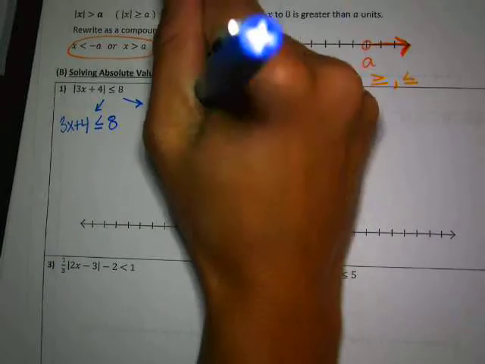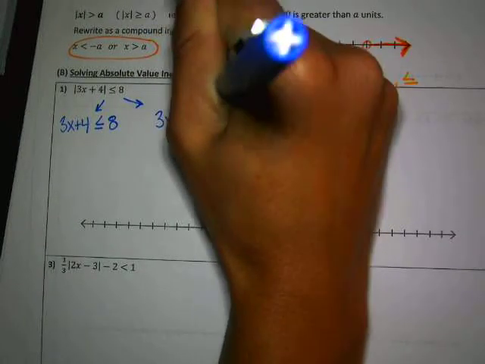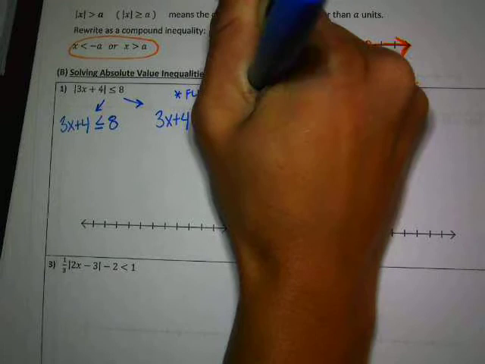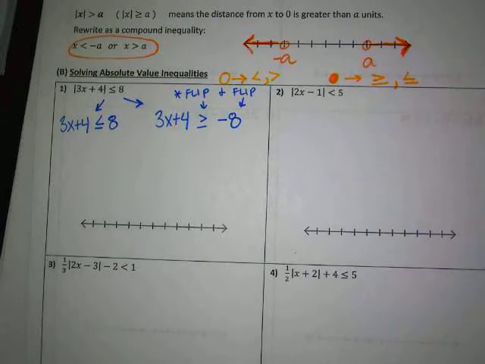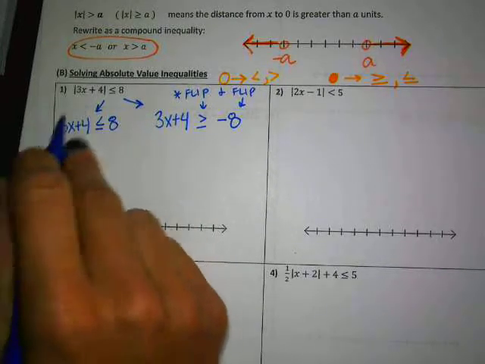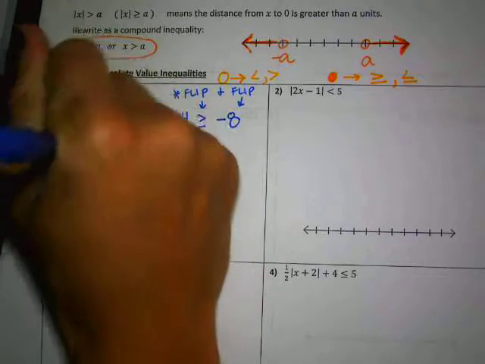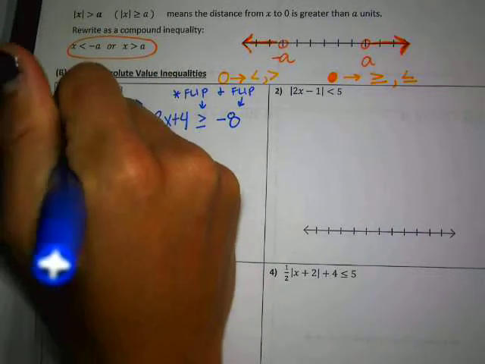So on this second one, we are going to double flip. We are going to flip that, and we are going to flip that. From here, you just solve your inequality out. What is the first step to get x by itself? Subtract 4.